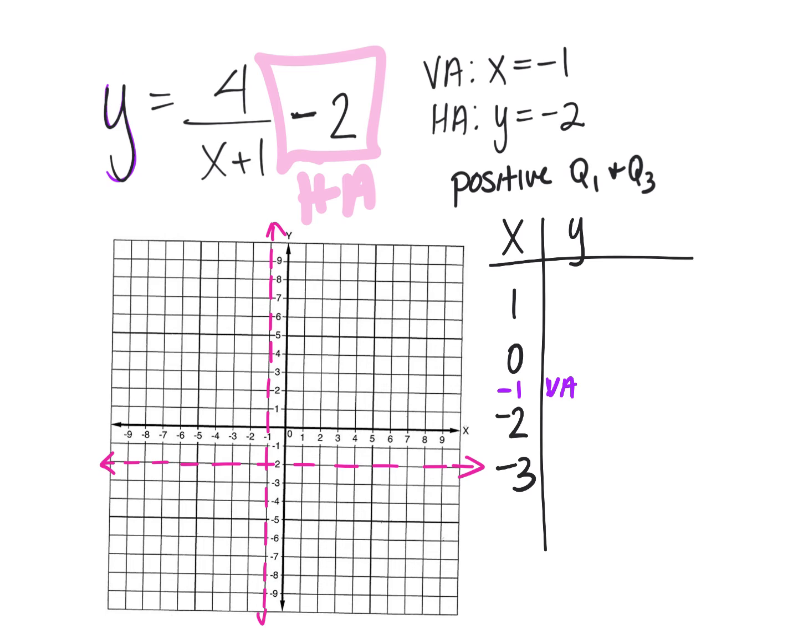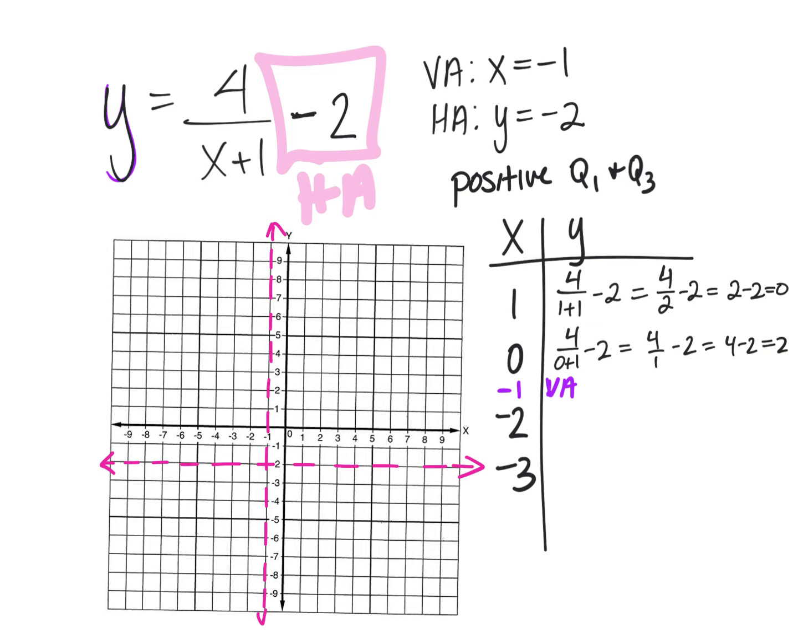I have 4 divided by 1 plus 1 minus 2, which is 4 divided by 2 minus 2. 2 minus 2 equals 0. Did we get 0 for number 1? Okay, and then we got 4 over 0 plus 1 minus 2, which is 4 over 1 minus 2. 4 minus 2 is 2. Okay, so let's plot those.